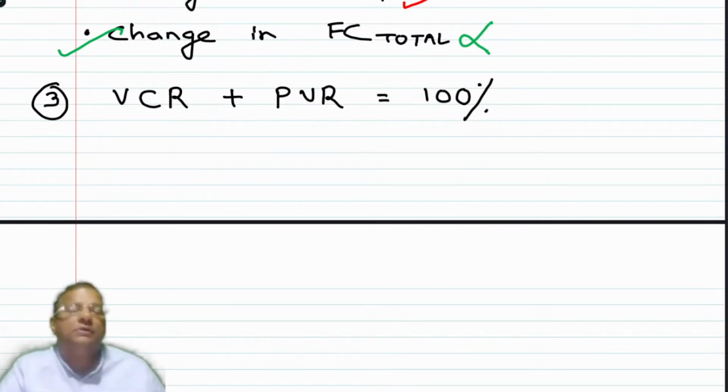Use: if we know the variable cost ratio, the remaining will be the PV ratio. And vice versa.